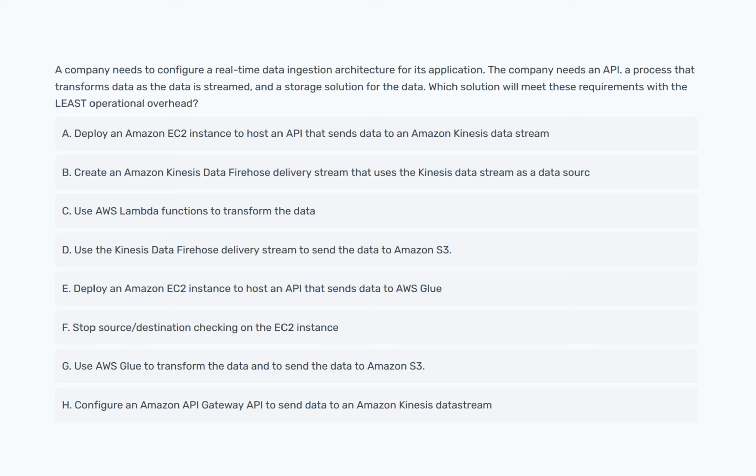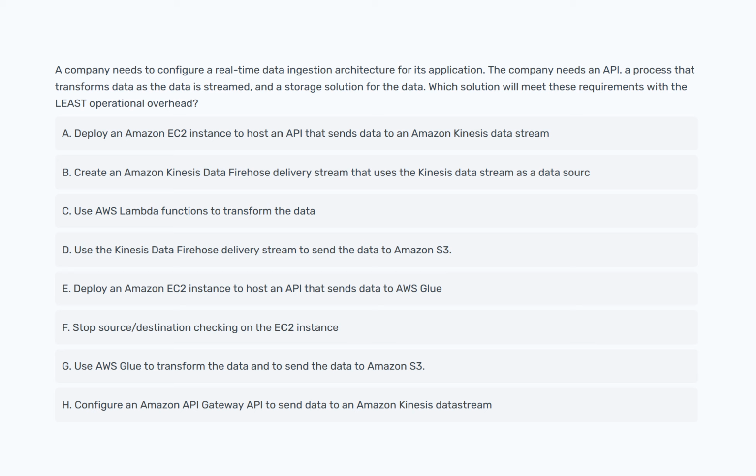Configure Amazon API Gateway API to send data to Kinesis streams. We already created Firehose in A, and I think not B. So we're not going to use the bottom one. So the answers should be: create a Kinesis Data Firehose delivery stream using the data stream as the source, and then you use Lambda to transform data, and then use the delivery stream to send data to Amazon S3, right?